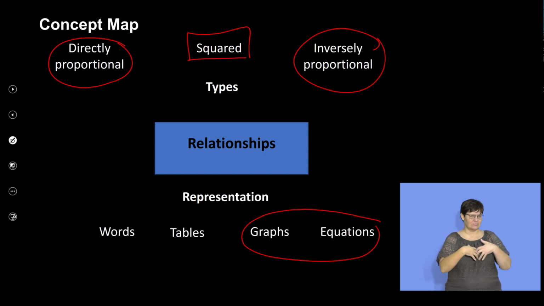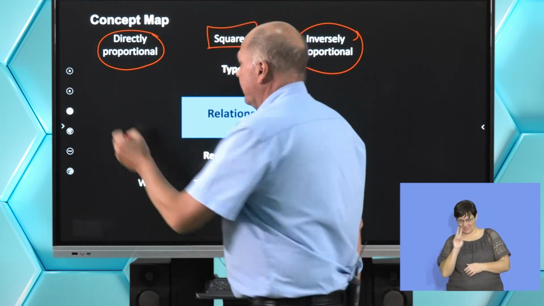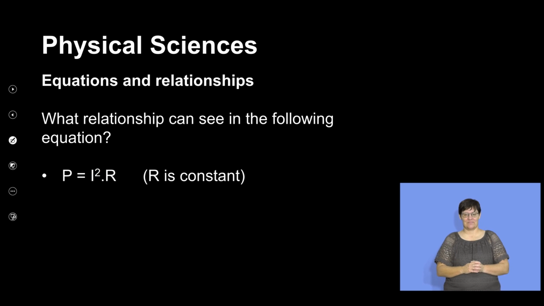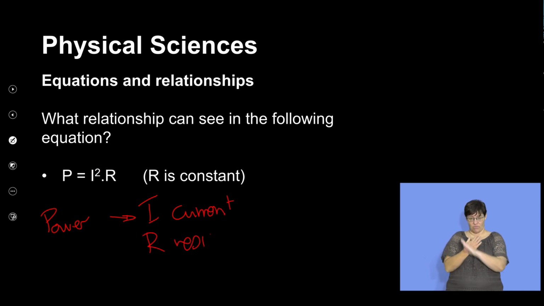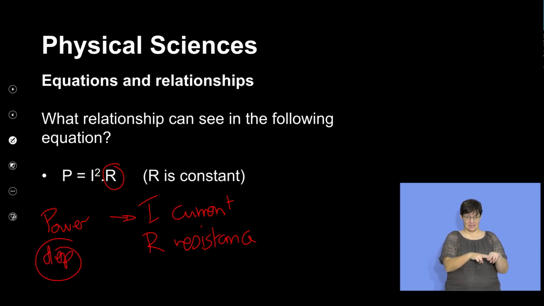And you know what? There's no new tricks here. It's just the same sort of thing as we've done before. But let's have a look. And so here we go. Here is an equation of power, the relationship of power related to current, I, the current in a circuit, and R, the resistance. And as you can see, R is constant. So in effect, we've got P as the dependent variable, and the current is the independent variable.